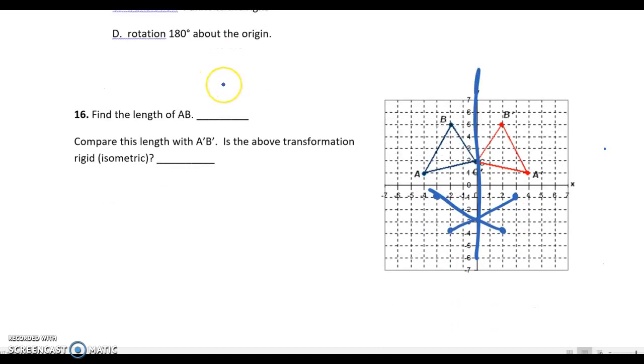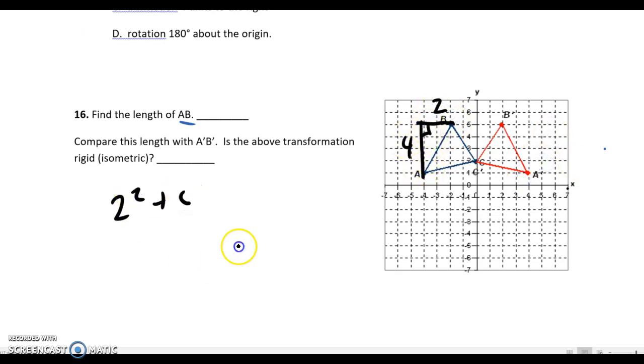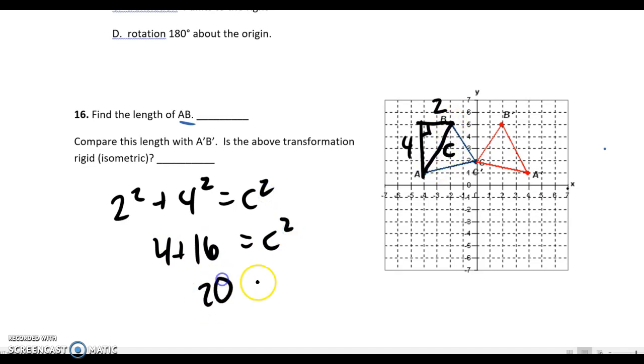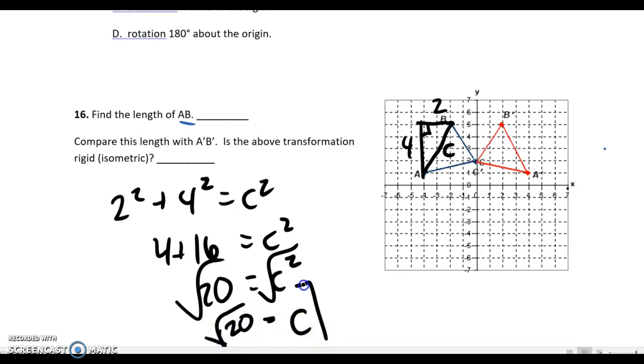Number 16, it's asking you to find the length of AB. I'm going to erase my problem from number 15. To find AB, my suggestion is you use the Pythagorean Theorem right here. This is length 2. This is 1, 2, 3, 4 boxes. So you do a squared plus b squared equals c squared, because this is the length you want to find. 4 plus 16 is 20. A lot of students stopped here, but you have to go one more step and write square root. This is a review of unit 1.